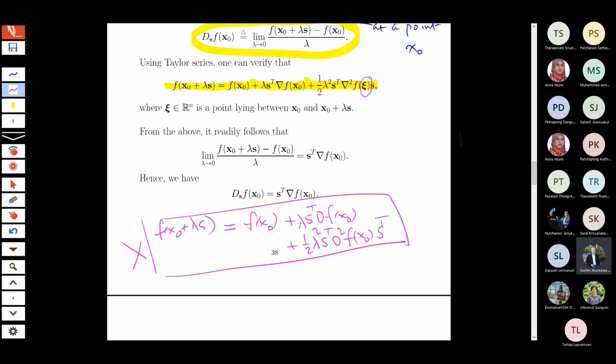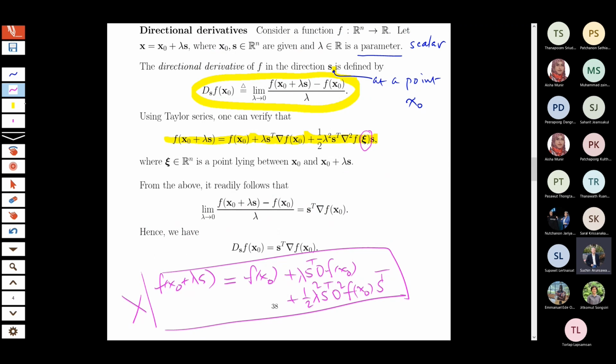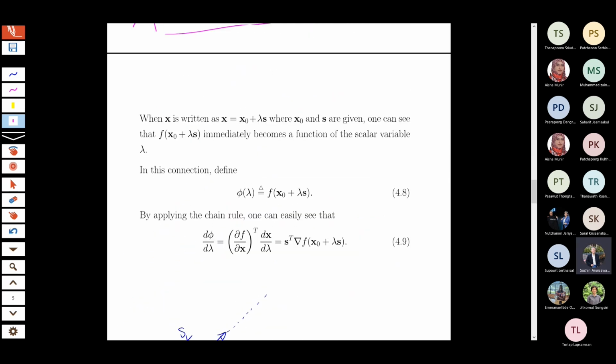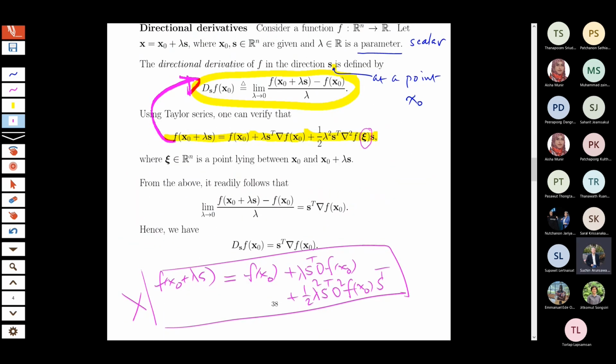And so from this, we substitute the expansion of f into the definition. So what do we have? I'll write it down.